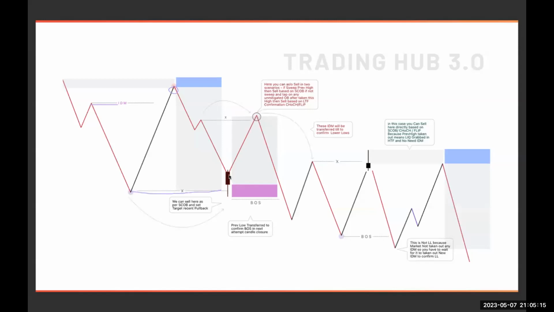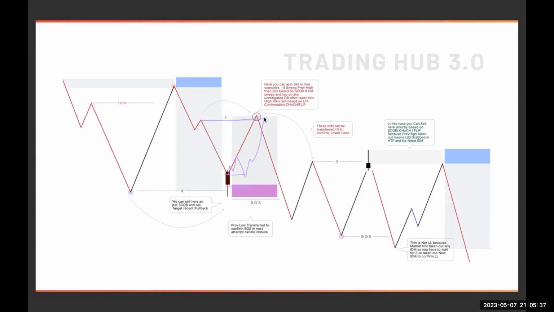You can also buy here, but only for the short term because the pro trend is bearish. So simply, if the market gets here, the next candle closes above it and on the third candle mitigation, you can buy here for the short term until this high is broken. So this is the process for short term buy and sell.